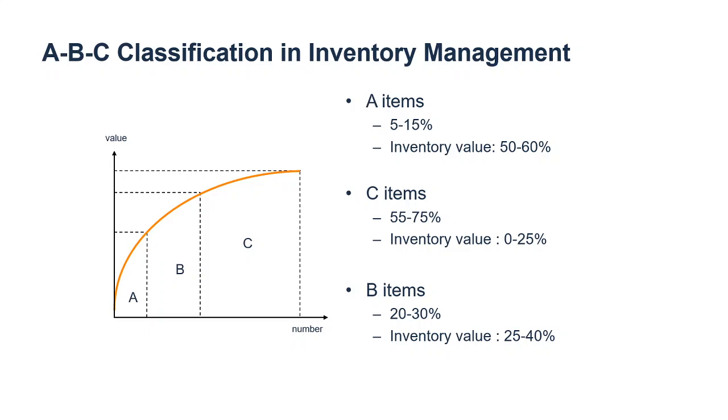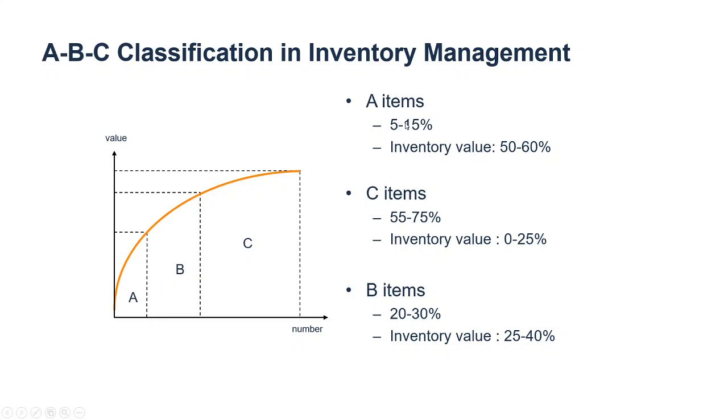You have some items which are called A items that, although they are few compared to the rest of the items we have, they account for most of the value we have. And at the other end, we have what we call C items, which, although they are large in number, they are low in volume. So we have some orientative figures here.